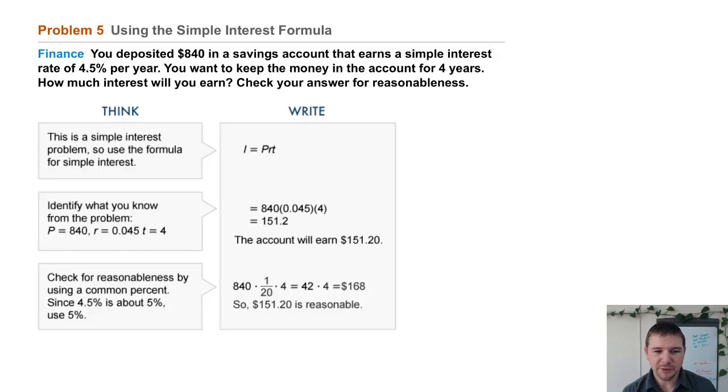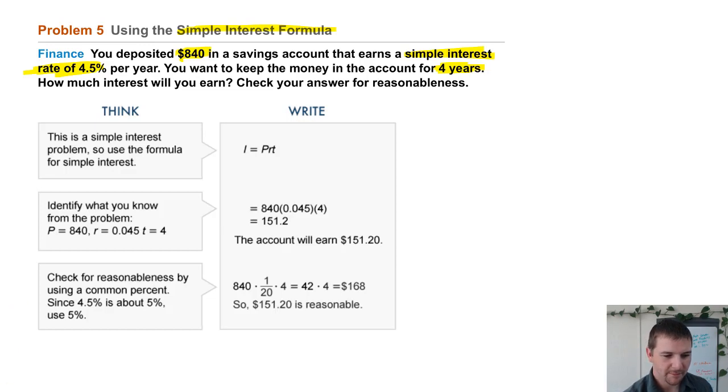Problem 5, using the simple interest formula. It's a finance question. It says you deposited $840 in a savings account that earns a simple interest rate. So now we know to use the simple interest formula, in case we didn't notice it up here. 4.5% per year. You want to keep the money in the account for 4 years. How much interest will you earn? Check your answer for reasonableness.